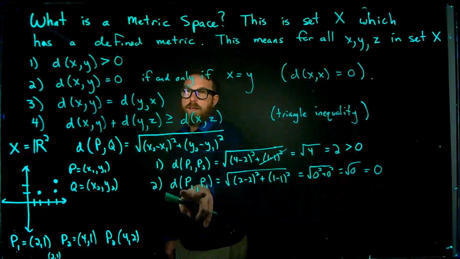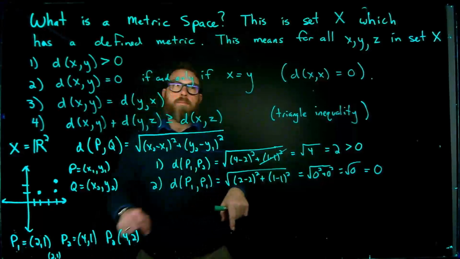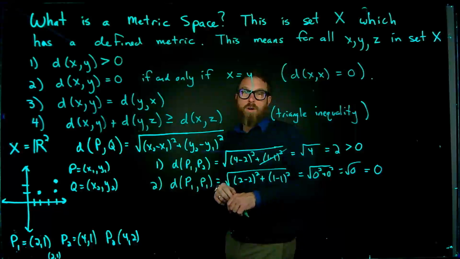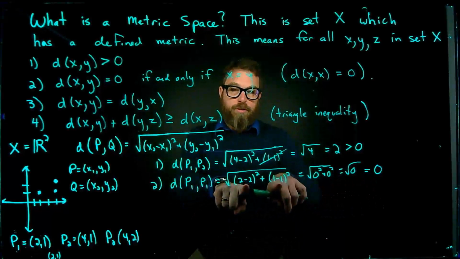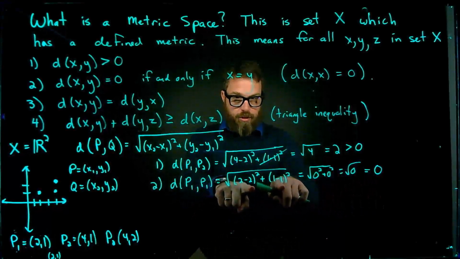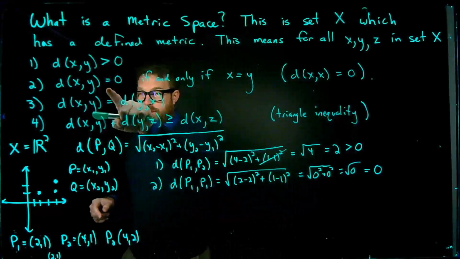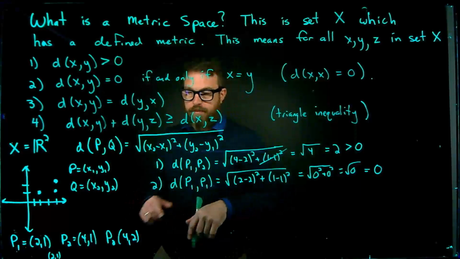So we can see that this property holds, that the distance between a point and itself is equal to 0. Or if this distance is equal to 0, the only way for this to happen is these two things have to match, here and here, which means that the points have to be the same. So really, if this is true, then this is true. If this is true, then this is true.